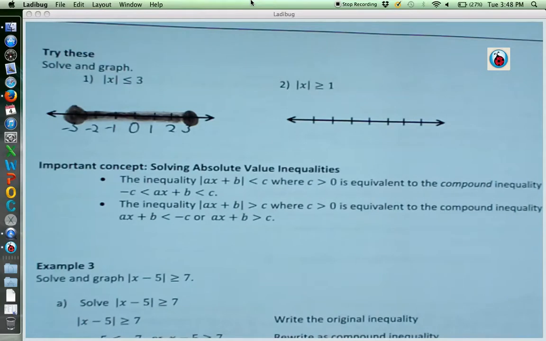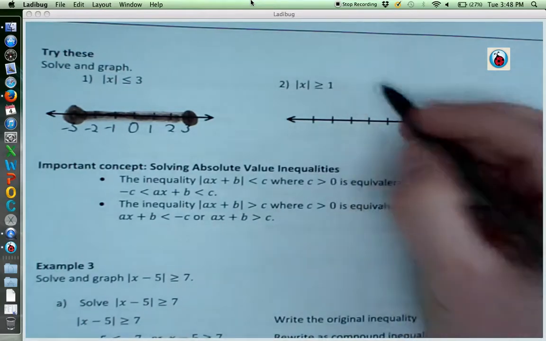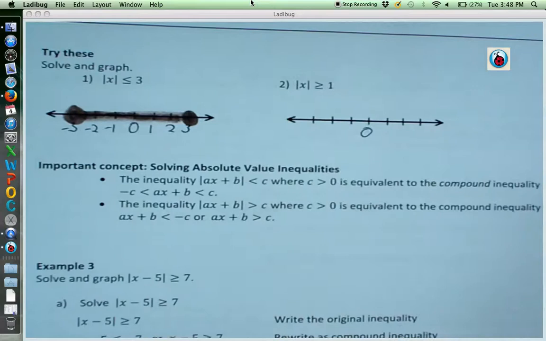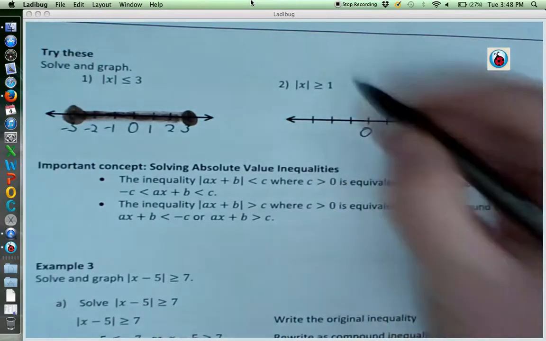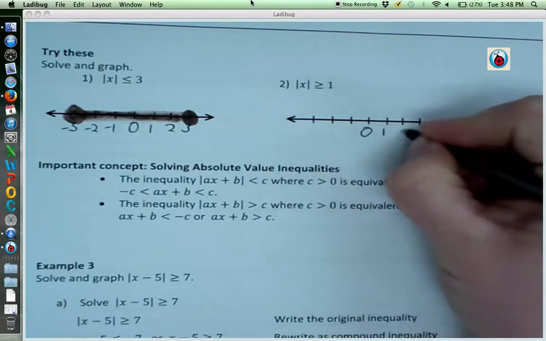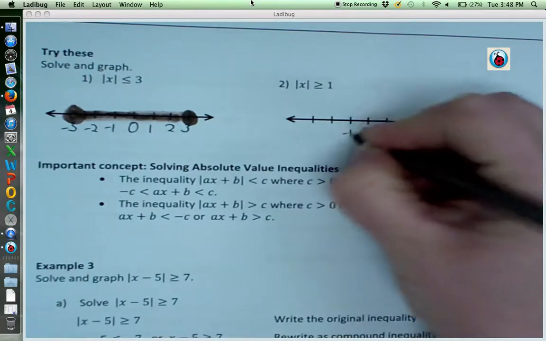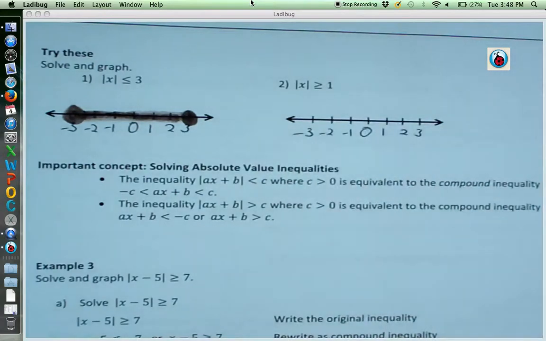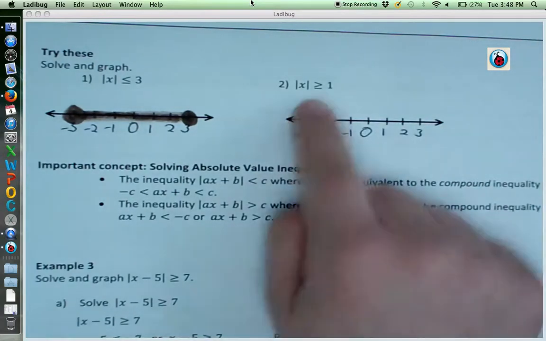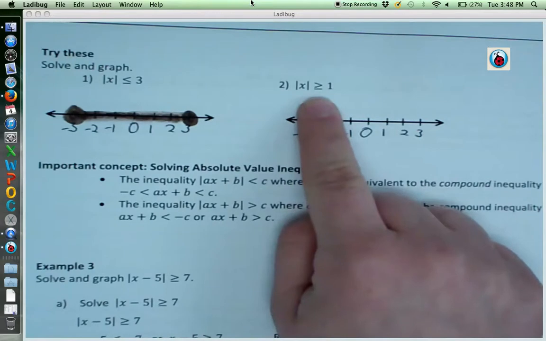Number 2. First I'll set up my number line. I want to definitely have 0 in the middle, and I definitely want to get to positive 1 and negative 1. So I go 1, 2, 3, negative 1, negative 2, negative 3. That's perfectly fine. All right, absolute value of x is greater than or equal to 1.